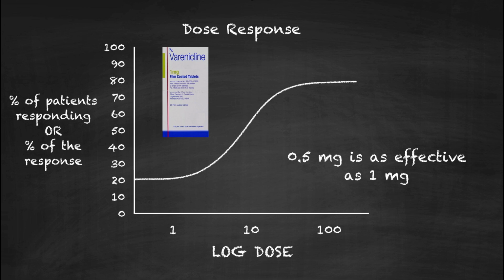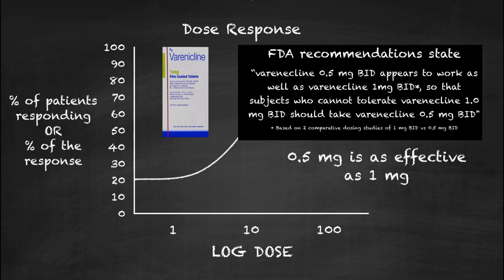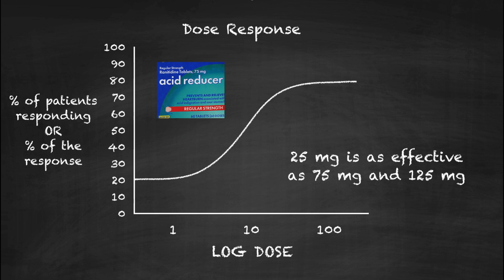And this is known by a lot of people, and even the FDA knows of these sort of studies. Unfortunately, their recommendation of the dose was this: Varenicline 0.5 milligrams BID appears to work as well as Varenicline 1 milligram BID. And then they say, sort of an asinine comment, that subjects who cannot tolerate Varenicline 1 milligram BID should take Varenicline 0.5 milligrams BID. And I think anybody thinking about that realizes that doesn't make any sense. Why start with 1 when 0.5 is just as good? Because then at least you have a chance of having fewer side effects. So this is where it even gets convoluted in FDA recommendations.